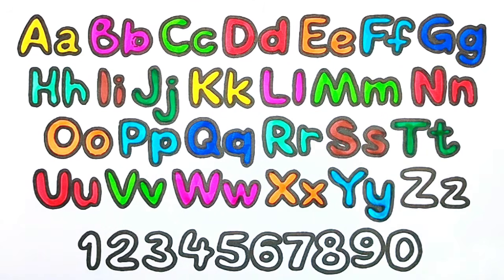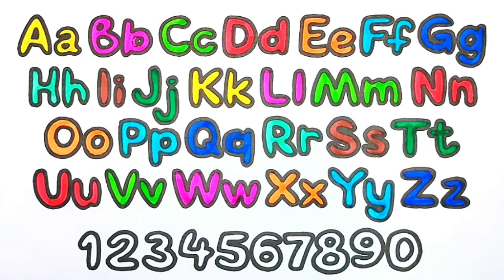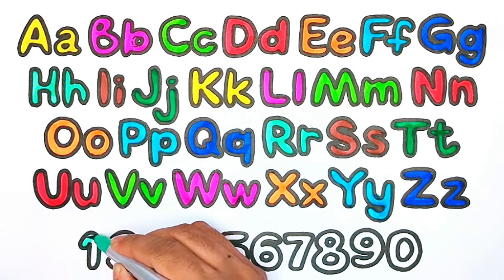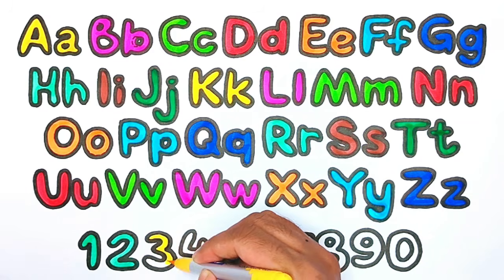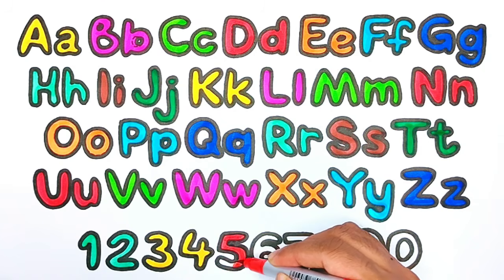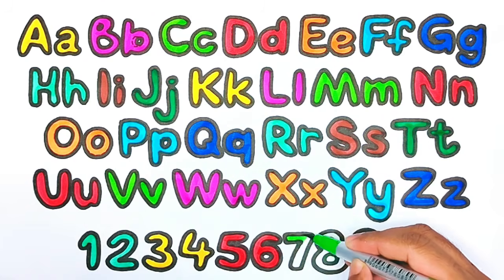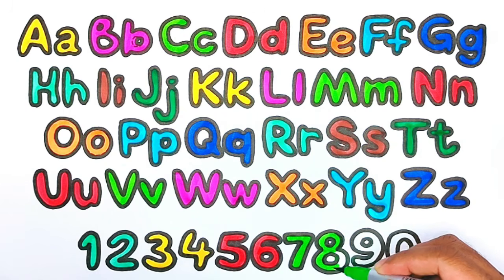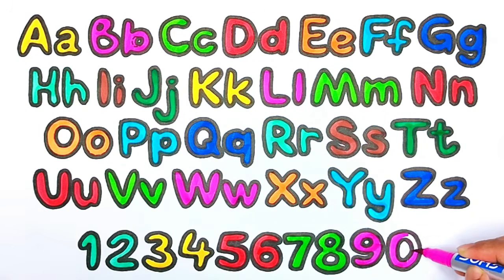Y for yak. Blue color Z. Z for zigzag. Sea green color 1. 2. Yellow color 3. 4. Red color 5. Green color 6. 7. Pink color 8. 9. 0.